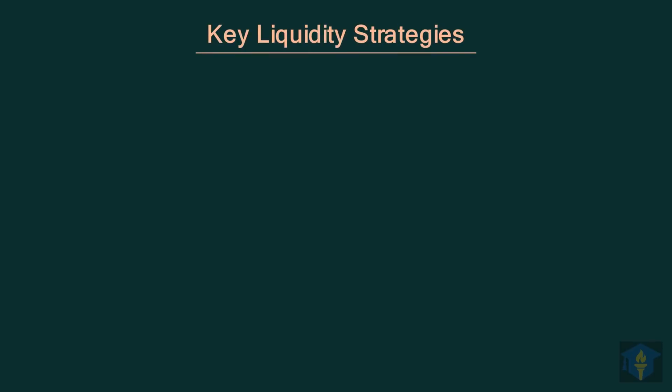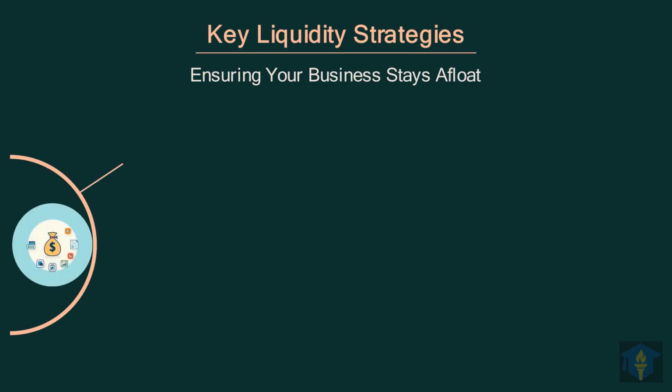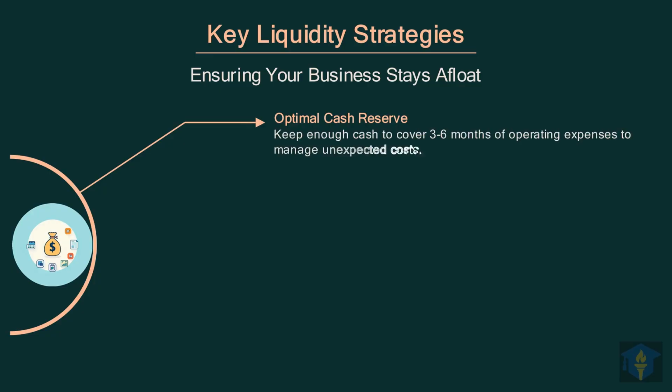Now, let's explore key liquidity strategies, essential for ensuring your business remains financially stable. These strategies are critical for ensuring your business stays afloat and can meet its short-term obligations. Maintaining an optimal cash reserve is vital for handling unexpected expenses and financial fluctuations. Aim to keep 3 to 6 months of operating expenses in cash, managing any unexpected costs effectively.